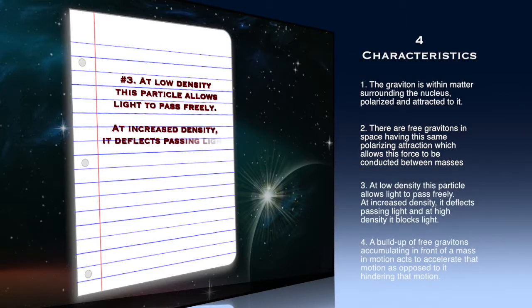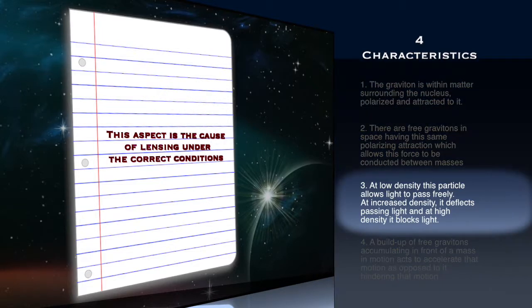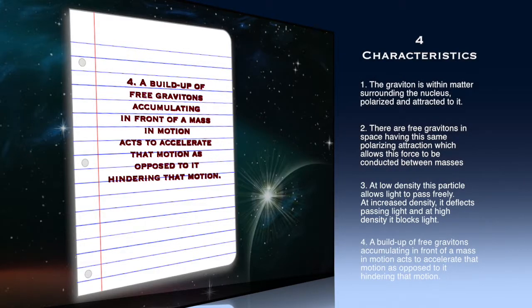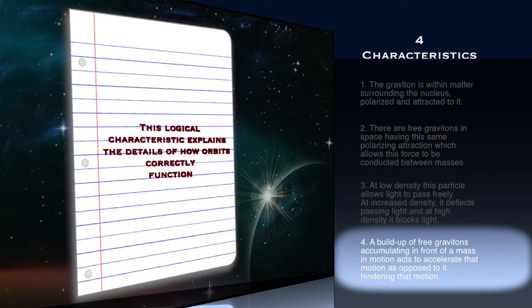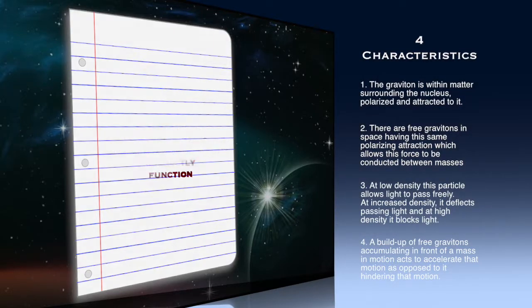Number 3. At low density, this particle allows light to pass freely. At increased density, it deflects passing light, and at high density, it blocks light. This aspect is the cause of lensing under the correct conditions. Number 4. A buildup of free gravitons accumulating in front of a mass in motion acts to accelerate that motion, as opposed to it hindering that motion. This logical characteristic explains the details of how orbits correctly function.